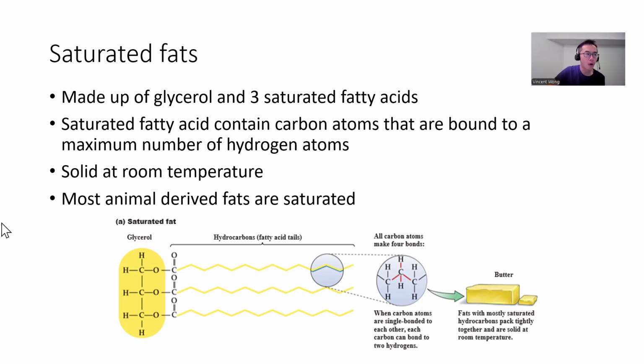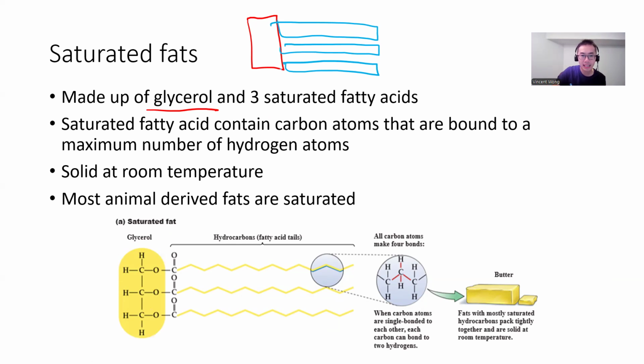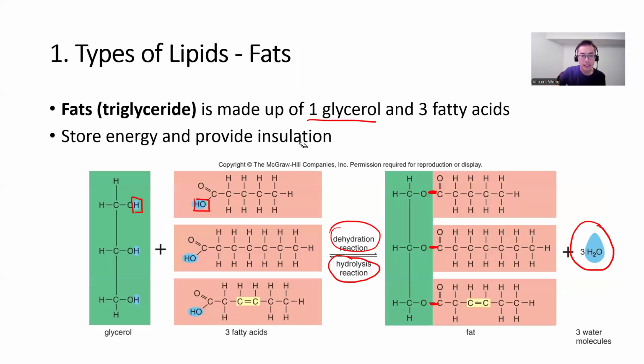So a saturated fat is made up of 1 glycerol, which is like the red rectangle, the ho-ho-ho molecule, and you are going to have 3 fatty acids. So what exactly is a fatty acid? Well, you don't have to go back, you just look at the screen. These are all fatty acids.